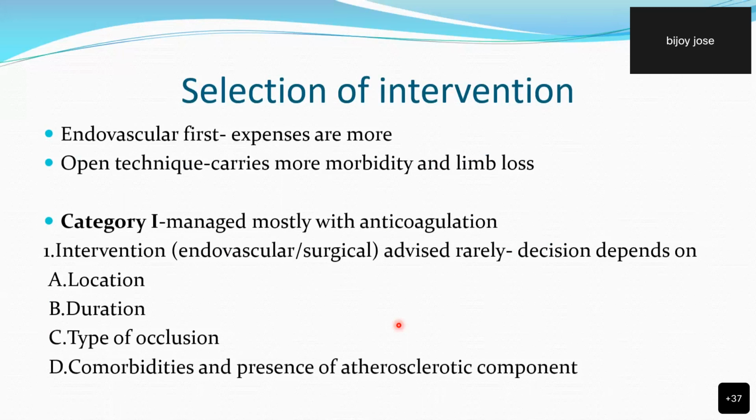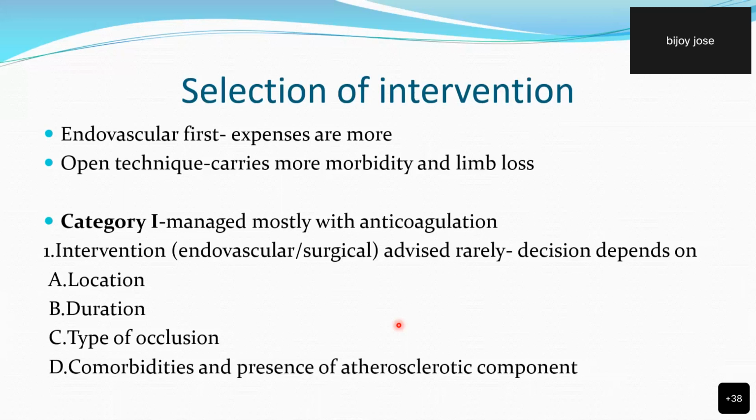When a patient has mild ischemia, if unstable, we can proceed with anticoagulation alone. But intervention, either endovascular or surgical, is advised rarely, and the decision depends upon the location of the occlusion, duration of occlusion, type of occlusion, the comorbidity, and the presence of an atherosclerotic component.